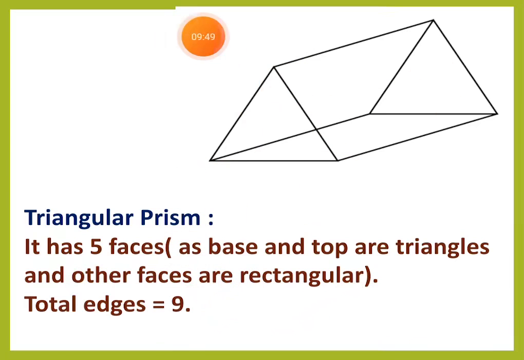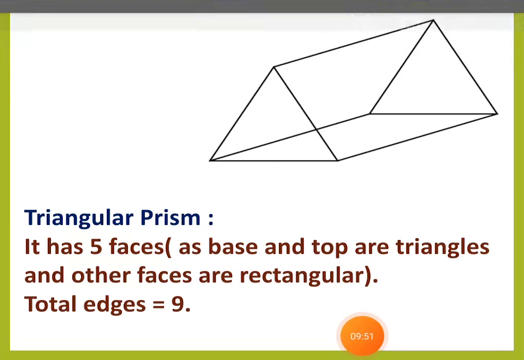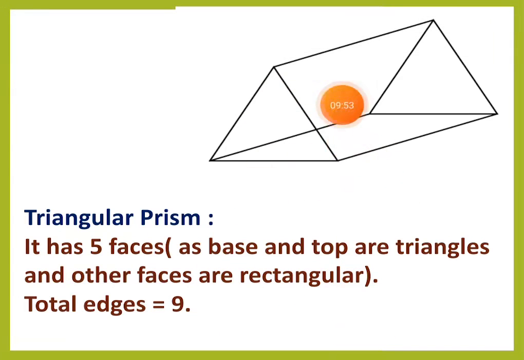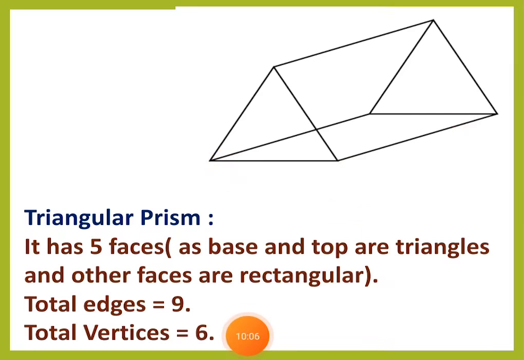And then if you talk about its total edges, let us count here. 1, 2, 3, fine, then 4, 5, 6, 7, and this is the 8, and this is the 9. So a total of 9 edges we have here. And for the vertices, if you count, how many vertices will we get? 1, 2, 3, 4, 5 and 6. Okay, so the triangular prism has 5 faces, 9 edges in total, and 6 vertices in total.